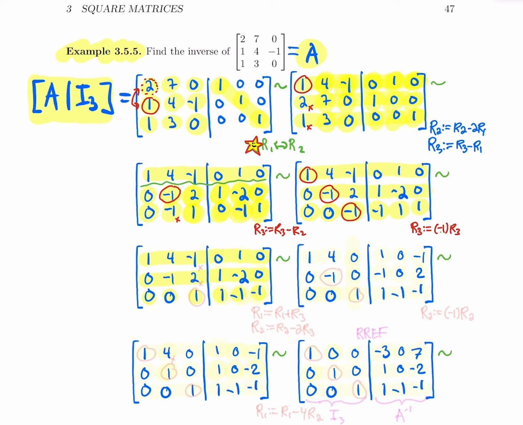And now that I have a 1, I want this 1 to be alone in its column, so I'm going to do 2 eliminations to destroy the 2 and the minus 1.